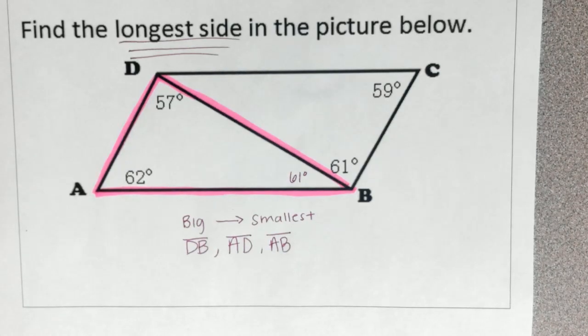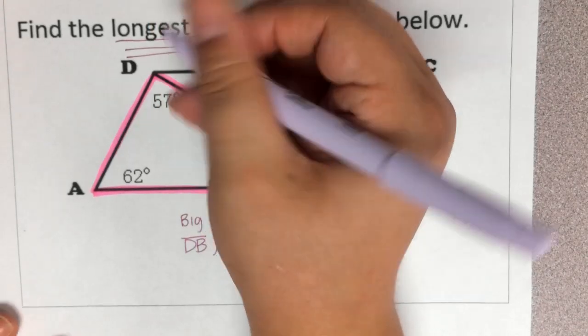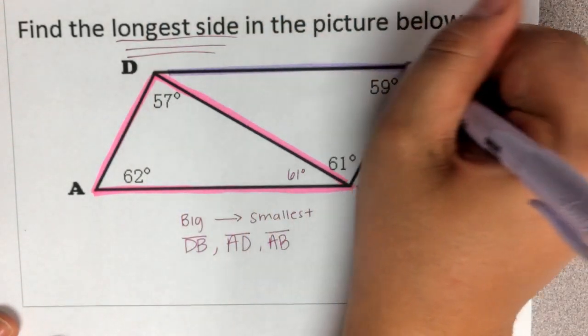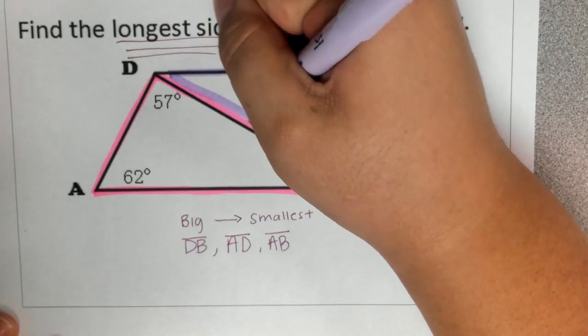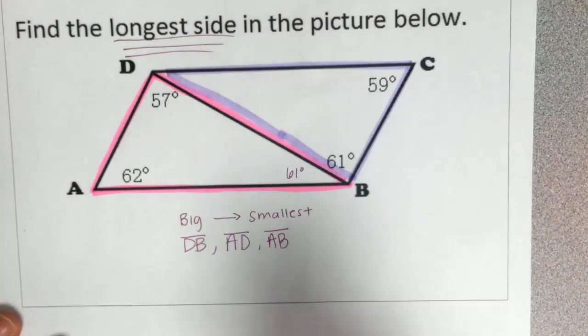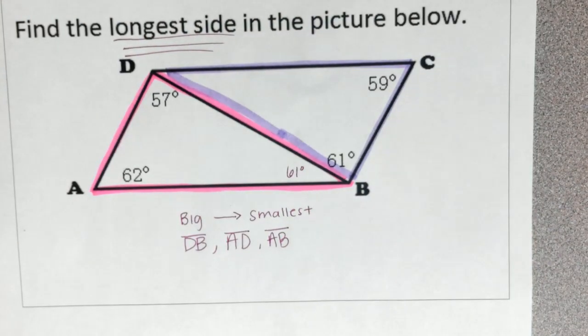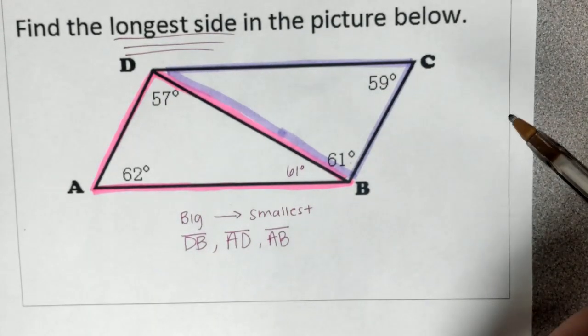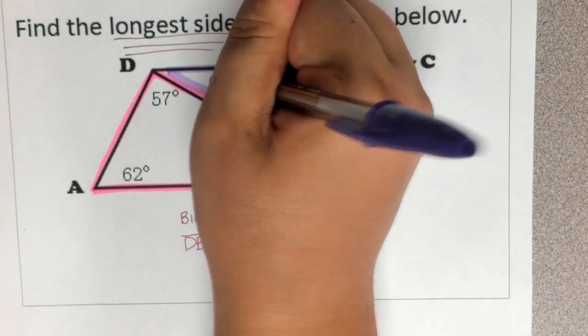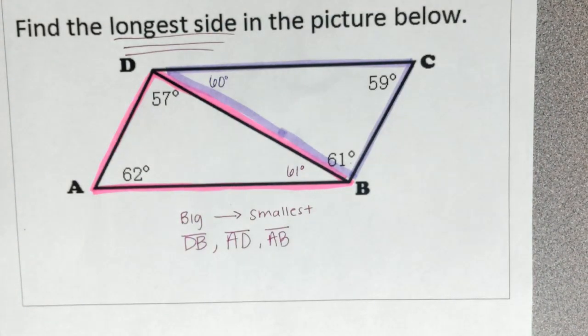Okay. Now I am going to make a purple triangle with my other. Remember, if you have two of them, you are always going to have to split them up. So, oops. What is my missing angle here? 59 plus 61 subtracted from 180 is 60. Are we okay with that?